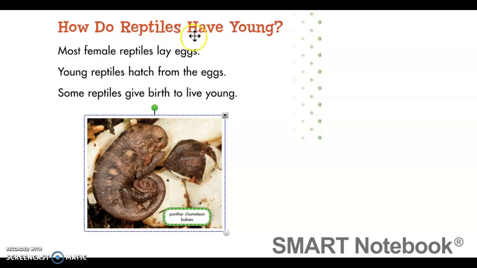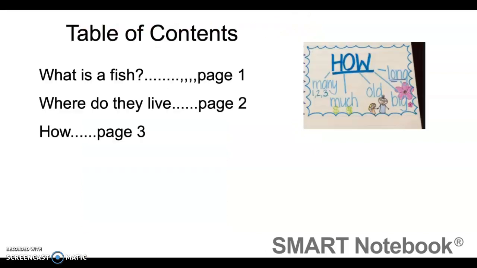So I'm curious, let me read what it says. Most female reptiles lay eggs. Young reptiles hatch from the eggs. Some reptiles give birth to live young. Oh wow, look at that. So they can have young both ways. They can lay eggs like birds, and they can also give birth like people. So they can do it both ways. And here's our photograph to help us.